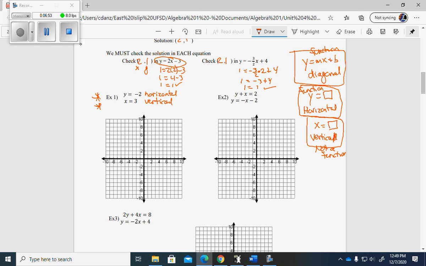So let's go back to example 1 and graph the horizontal line of y equals -2. Here's where y is -2. Y is -2 on every single point on this line that I just drew. And then we'll graph x equals 3. X equals 3 at every single point on this vertical line that I just drew.